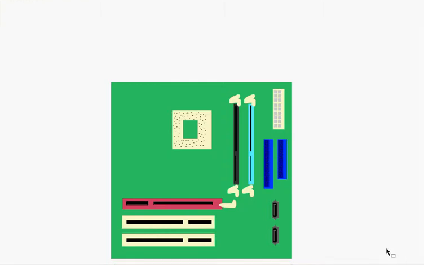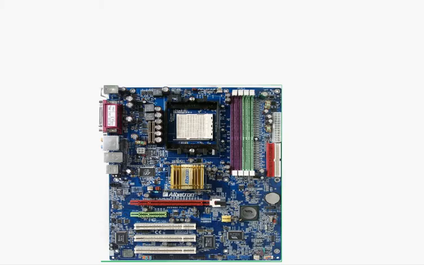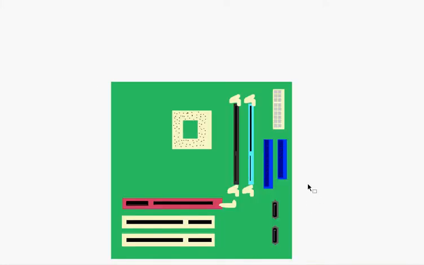Today I'm going to be teaching you the basic parts of a motherboard. A motherboard looks a little like this. It consists of pretty much 5 parts that you need to really recognize. Actually, make that 6 parts. So the first part would be the CPU.